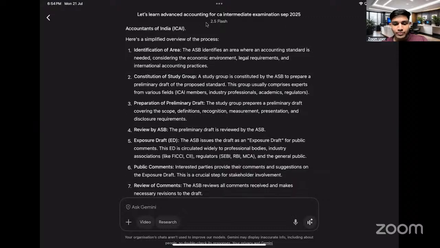Constitution of study group. Once the areas where we need to focus have been identified, the second stage or second process is the constitution of study group. A study group is constituted by ASB to prepare a preliminary draft of the proposed standard. This group usually comprises experts from various fields like ICAI members, industry professionals, academics, and regulators.